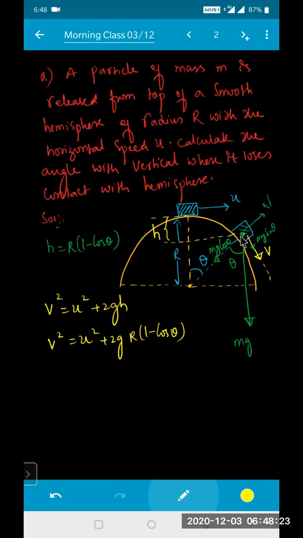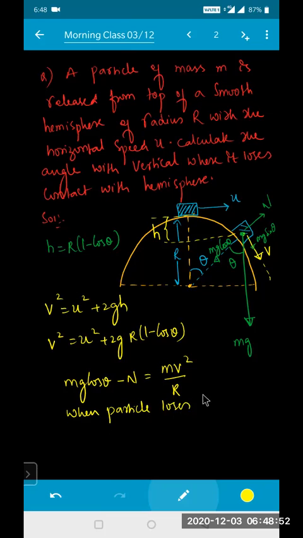And along the vertical direction, what are the forces right now? See, mg cos theta is acting in the downward direction, minus N, must be equal to m v square by R, because it is moving on a circular path. So what is the force responsible for a particle to move in a circular path? Centripetal force. So net force must be equal to m v square by R. When the particle loses contact with the surface, the moment it loses contact, normal will become how much? 0. This is the condition for the particle to leave the contact.